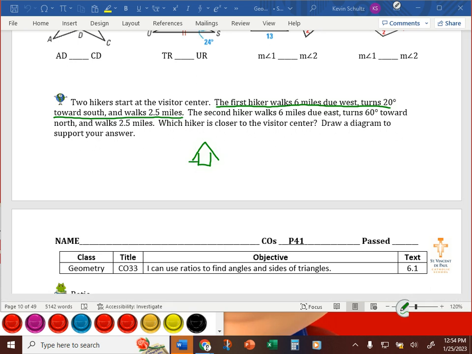Okay, starts out going 6 miles west. Turns 20 degrees toward south. That's not 6 miles, it's an estimation. And then walks 2.5 miles. Now, this is a 20-degree turn here. If he were to extend going forward, this would be 20 degrees, which makes what angle is that there? Yeah, 160, right? So a 20-degree turn. If the hiker had continued going straight, there would be no turn. But at a 20-degree turn, it makes this angle 20 degrees and that 160.